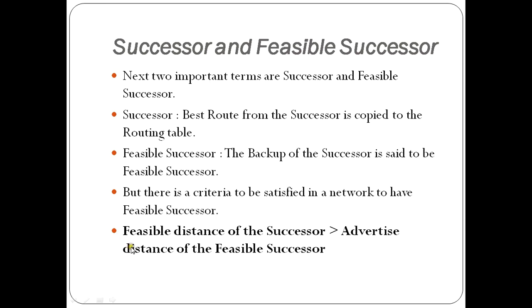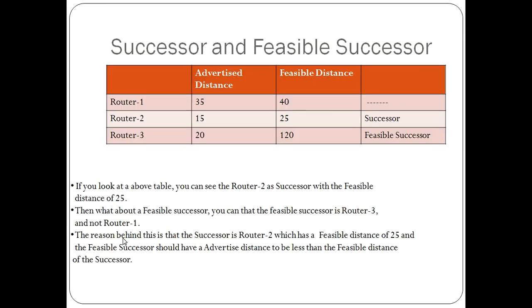The criteria is that the feasible distance of a successor should be greater than the advertised distance of the feasible successor. So this is what the feasible distance of a successor should be greater than the advertised distance of a feasible successor. If you're not clear about it, let's get into the example over here. It will be much better as compared to the statement. So let's get into this table.